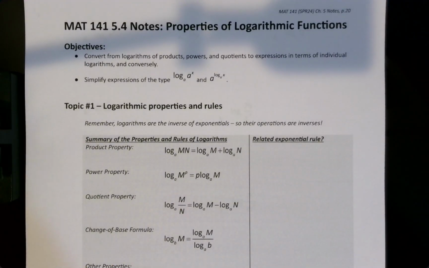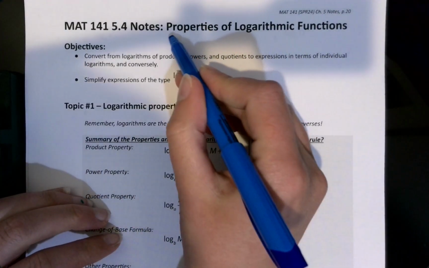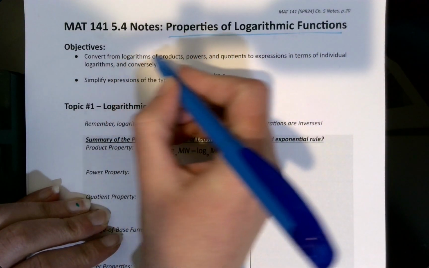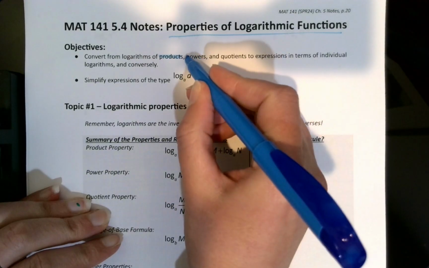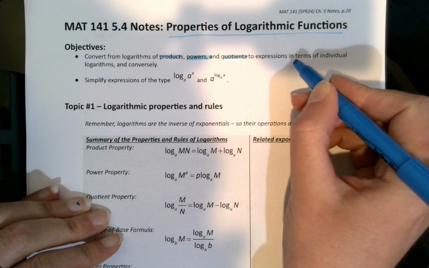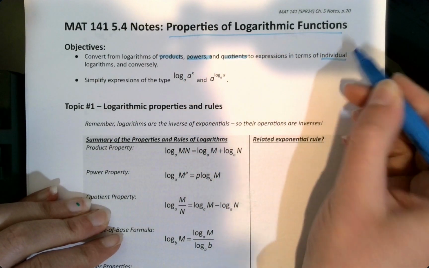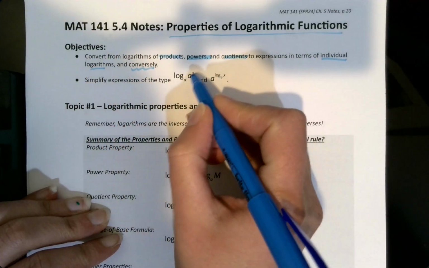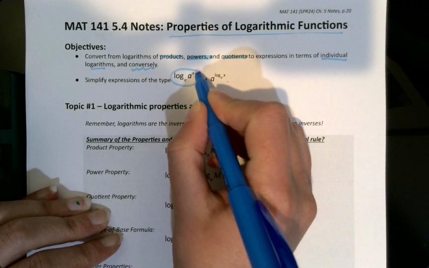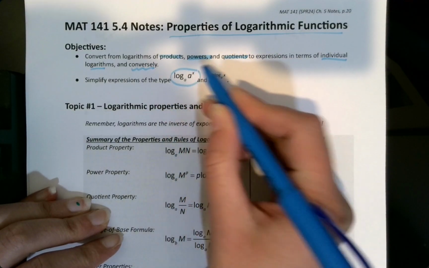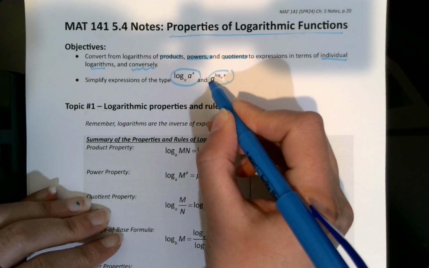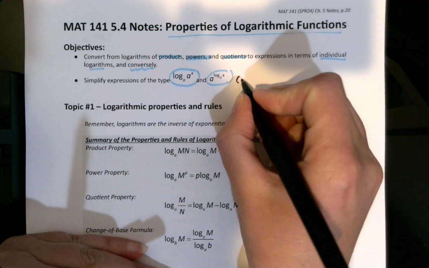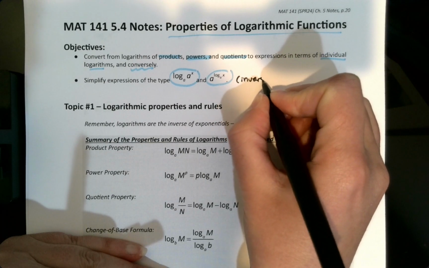In section 5.4, we're going to be looking at properties of logarithmic functions. So we are going to convert logarithms of products, powers, and quotients to expressions in terms of individual logarithms and vice versa. We're also going to simplify expressions of the type log base a of a to the x and a to the log base a of x, and these last two are going to involve inverses.